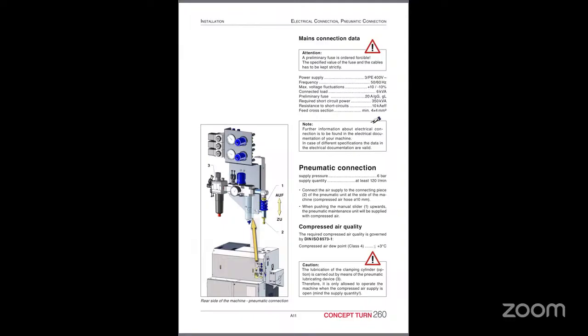Then coming to the pneumatic connection, for TM, TC, TCM models, this pneumatic connection is required. Typically 6 to 8 bar pressure is required. The use of pneumatics is to operate the chuck, tailstock, parts catcher, door, bar loader. Everything will be working based on this pneumatic connection.